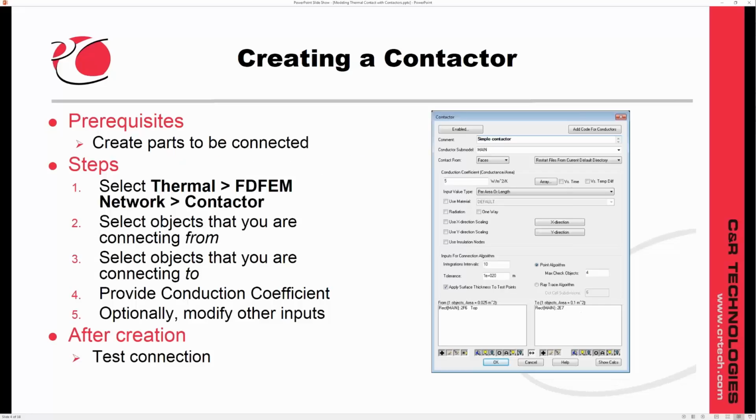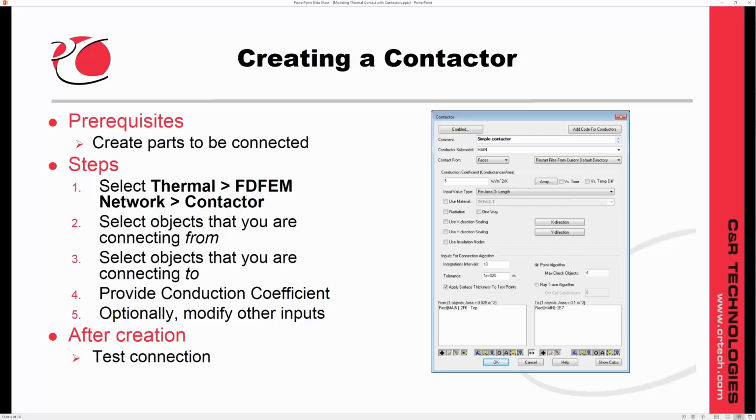Creating a contactor is fairly simple. First thing you have to do is make sure that the objects you're connecting are already created, because you have to select them once you issue the command. So you select the Thermal, FD, FEM Network, and then Contactor. Select the objects you're connecting from, and then select the objects you're connecting to.